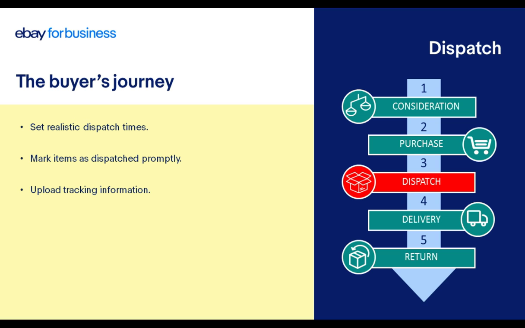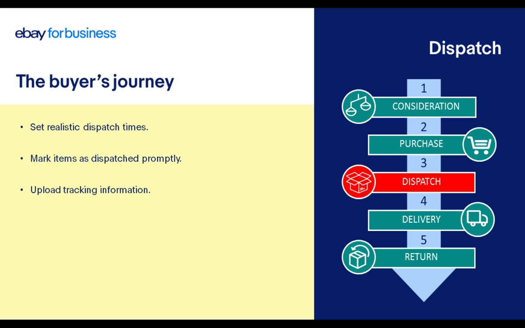So, let's say that everything's gone smoothly so far, there's no cancellation, and the buyer's completed their purchase and paid. So the next crucial step for buyers in their minds is, well, will I get my item in time? And so it's key to setting realistic delivery dispatch dates and then marking the item as dispatched promptly so that customers are notified. And in the same way, notifications are circulated when you upload tracking information.